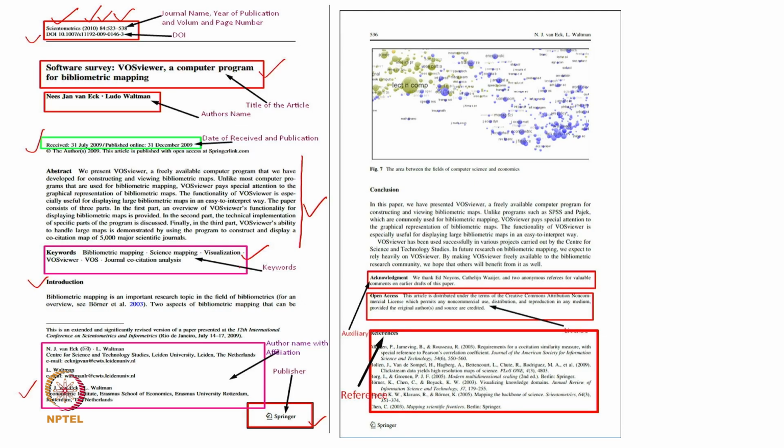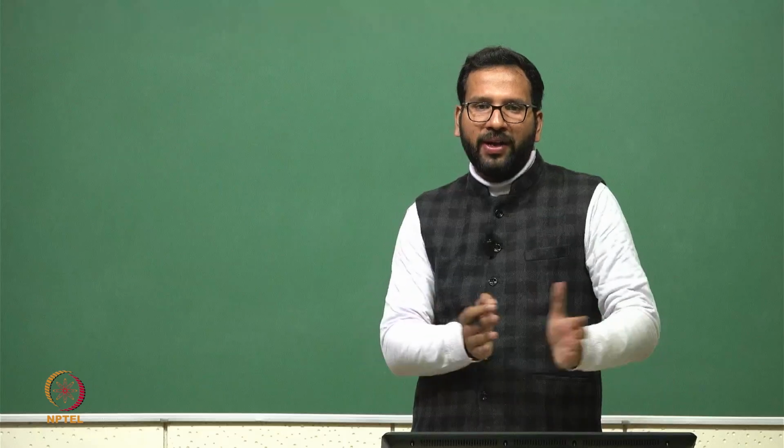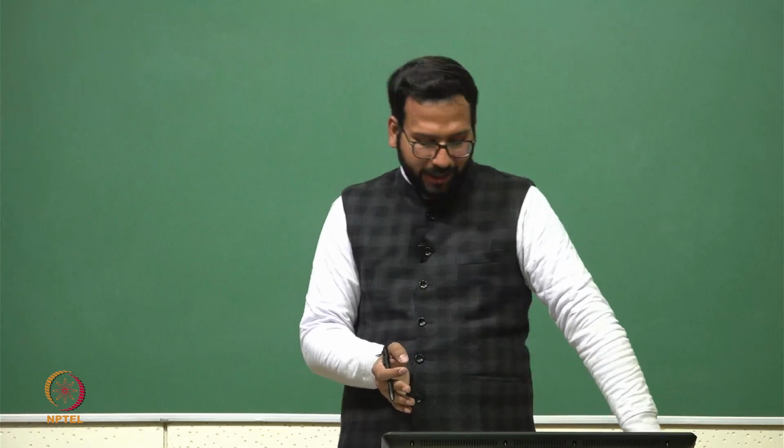If you see on the right hand side, at the end of this article, there is an acknowledgement, and then what I discussed earlier, the data availability statement and conflict of interest. These are generally not provided in all the journals, so that is why I listed them in the auxiliary content.